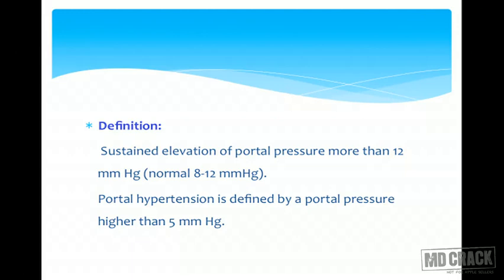Portal hypertension is defined as sustained elevation of portal pressure of more than 12 millimeters of mercury. Normal portal pressure is 8 to 12 millimeters of mercury. It can also be defined by a portal pressure which is higher than 5 millimeters of mercury above the normal level.